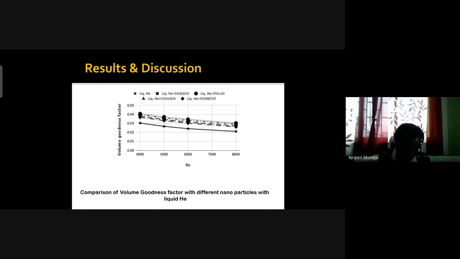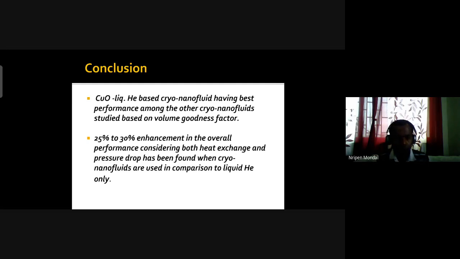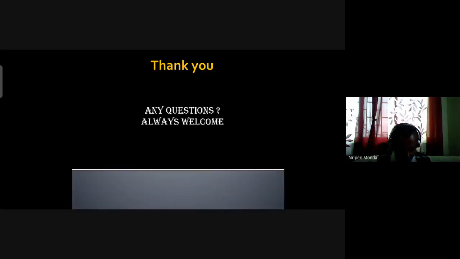This graph shows that with increasing Reynolds number in the turbulent region, volume goodness factor also decreases. So CuO liquid helium-based cryonanofluids have the best performance among the other cryonanofluids studied based on the volume goodness factor, and 25% to 30% enhancement of the overall performance, considering both heat transfer and pressure drop, has been found with cryonanofluids in comparison to liquid helium only. This was the conclusion. Thank you.